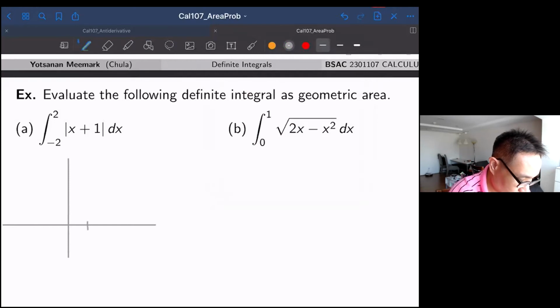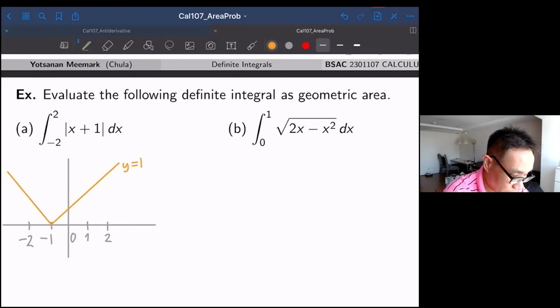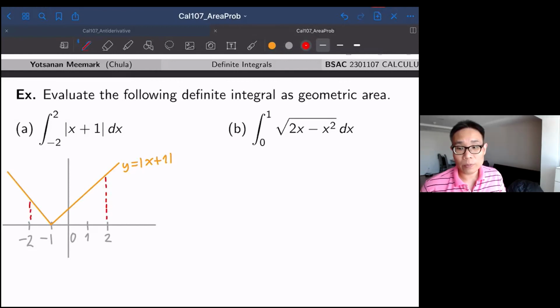So you get -1, -2, and 0. Okay, so the graph turned out to be V-shaped like this. And you see that this gives you y equal to |x + 1|. And it turned out to be triangles, the smaller one and the bigger one. Okay, so this one is y equal to |x + 1|.